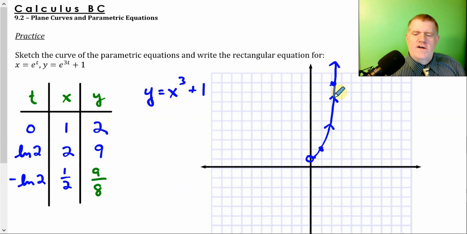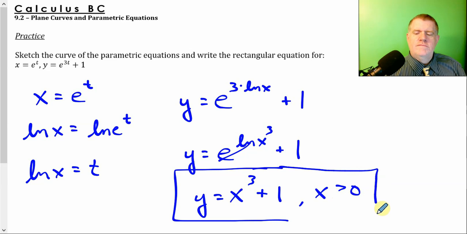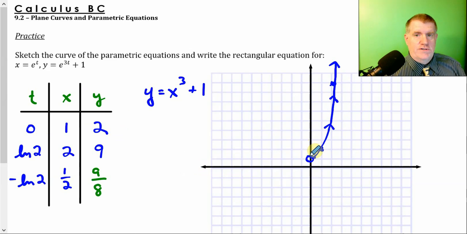But this is the entire graph of x cubed plus 1. So the parameter is only part of it. So we have to decide in this one, this is true, that this is the rectangular equation, but it's not completely accurate because it's too much of it. So we have to put a little restriction on it. If you know about the graph, that restriction has to be that x has to be greater than 0. That way, we just have this part, and it can't equal 0.